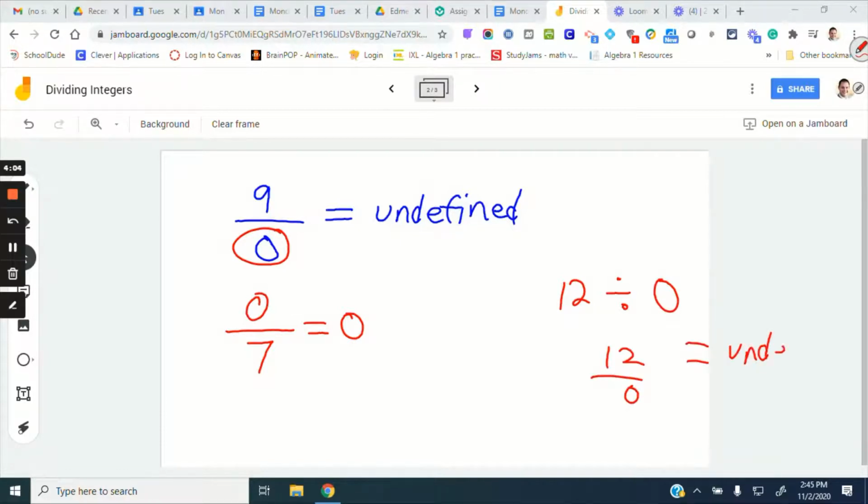You can't do it. And that has a lot of implications in mathematics for a lot of different, not just basic operations, but a lot of different functions, graphing functions. It has a lot of implications. Okay?